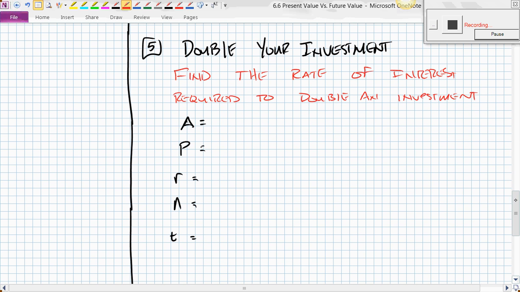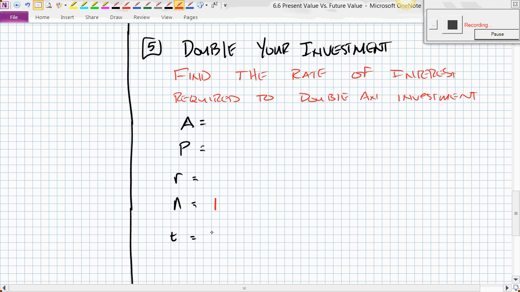Okay, last idea is this time and this idea of doubling your investment. What we're going to do is find the rate of interest that's required to double an investment. So we want an annual rate of interest compounded annually. If it's compounded annually, that means it's going to be once per year. This is just an example I'm giving you on how to do this.